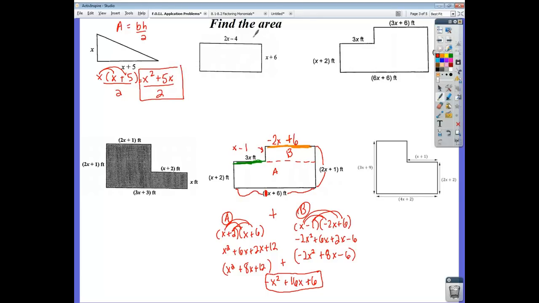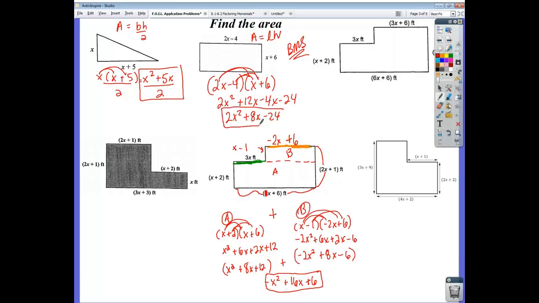Find the area. Well, the area of a rectangle is simply length times width, or base times height. So I take 2x minus 4 multiplied by x plus 6. All right, what should we use? FOIL. 2x squared plus 12x minus 4x minus 24. So we get 2x squared, 12x minus 4x is 8x, minus 24. This is the area.